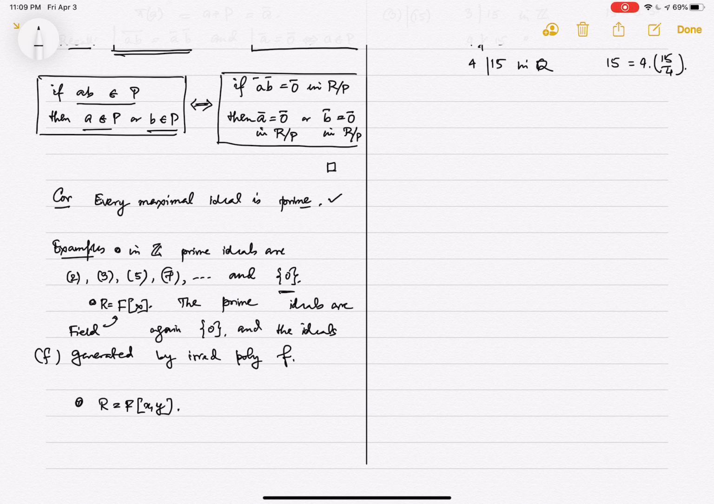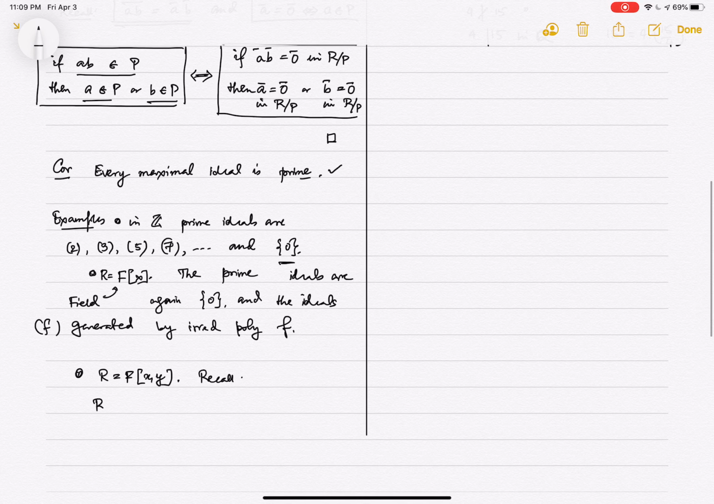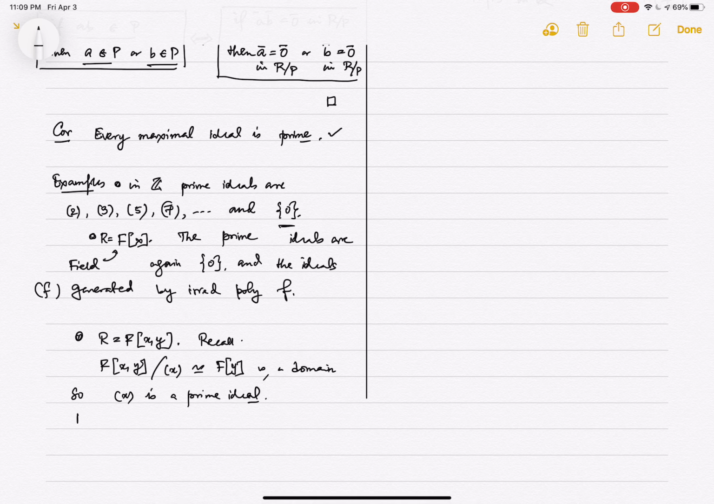But if you go to two variable polynomial ring, recall we proved last time that F[x,y] mod x is F[y], which is a domain. So this is a prime ideal. But it's not a maximal ideal, we saw. There is a bigger one. But this is not maximal. And maybe we'll have some more examples in the exercises. And there's a lot more to say. Maybe we'll talk a little bit about primes and maximal ideals in PID.